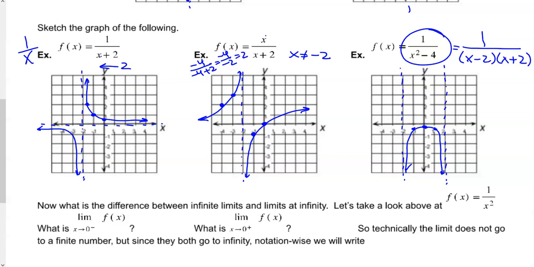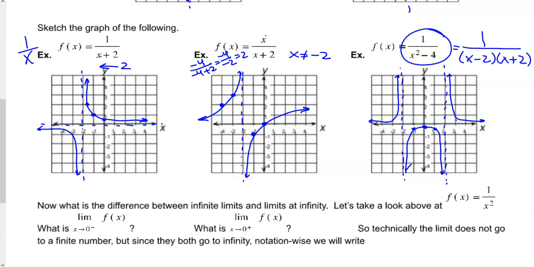And if you try to choose points to the right of 2, say at 3, if I put 3 squared in there minus 4, that's a 5. So that gives me 1/5. So I would be up here. If you plot some of those points, we end up getting this on the outside and this on this side as well. Okay, so this is a symmetric even function, so over the y-axis we would have symmetry. So those are just some food for thought.